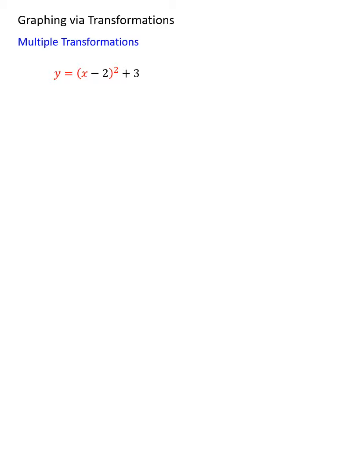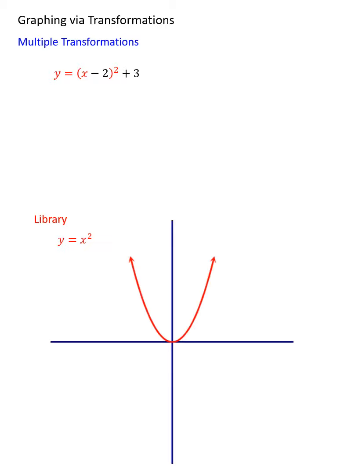The first thing that we would want to recognize is that this is the squaring function. And so we would go to our library and recall what the squaring function looks like. But next we would focus on the transformations. And as we learned in video 1, this -2 inside the function, being operated on the input variable, acts as a horizontal translation. It's going to shift 2 spaces to the right.